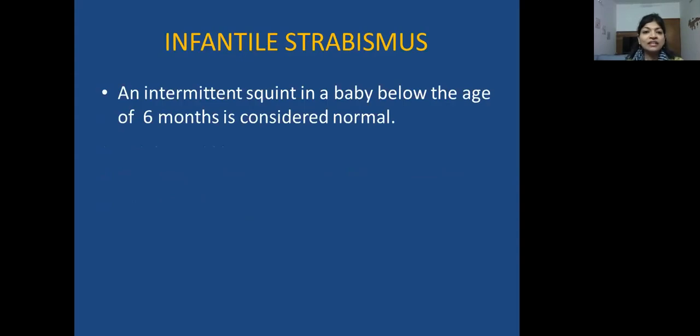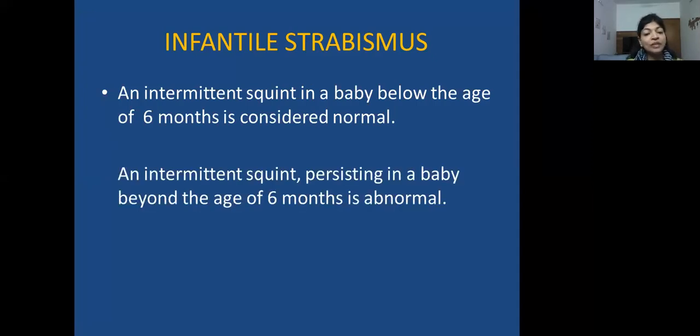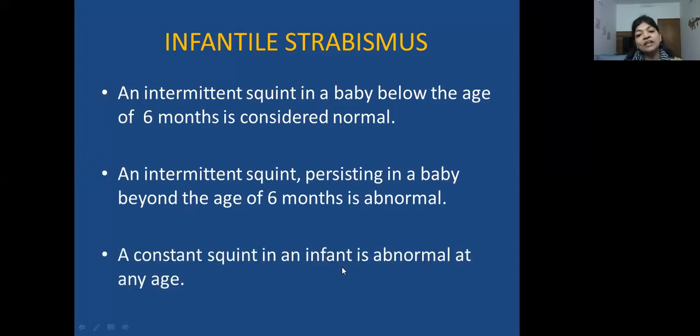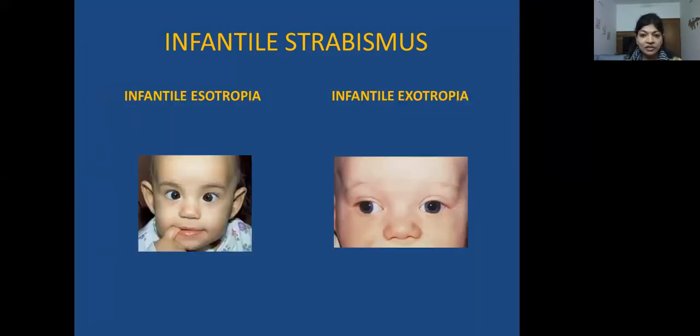And then infantile strabismus, just to mention to you all that if you have an intermittent squint in a baby less than 6 months of age, it is normal. But if you have a squint beyond the age of 6 months, even if it is intermittent, it is no longer normal, and it's mandatory that they're evaluated by a pediatric ophthalmologist. While if you have a constant squint at any age, it is abnormal. So you can even have a 1-month baby, but if you see that the squint is all the time present, it is abnormal and they need to be evaluated.